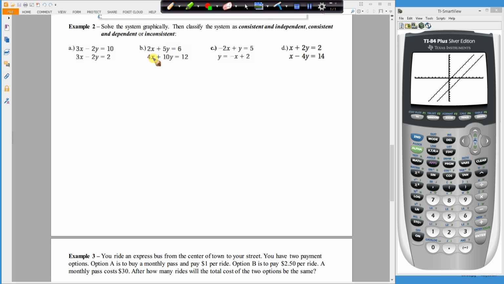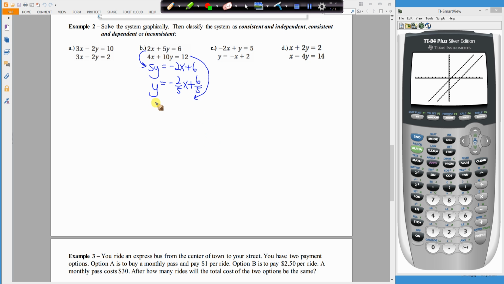So here, same idea. Take the first equation, solve it for y. So 5y equals negative 2x plus 6. Divide by 5, y equals negative 2/5 x plus 6/5. Okay, a little bit of a strange equation there, not nice and tidy.